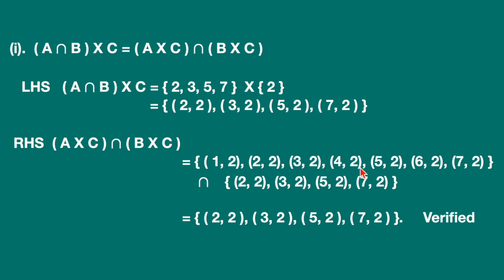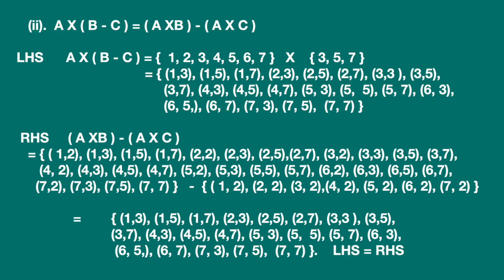A cross C intersection B cross C. So write down A cross C. This is it. Intersection. This is B cross C. Now only the common elements in intersection. So you can see (2,2) is common here. It is here as well as here. (3,2) is in this set as well as in this set. (5,2) and (7,2). So this is the RHS. You can see LHS is equal to RHS, hence verified.